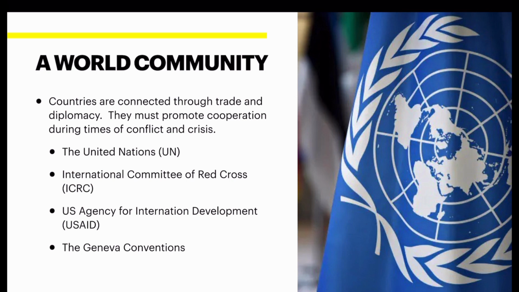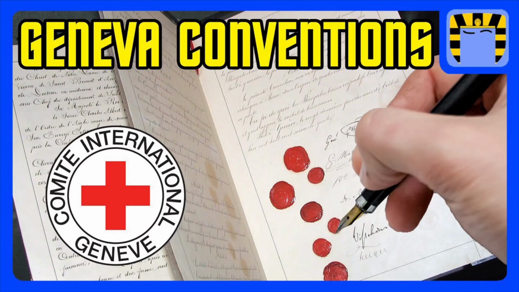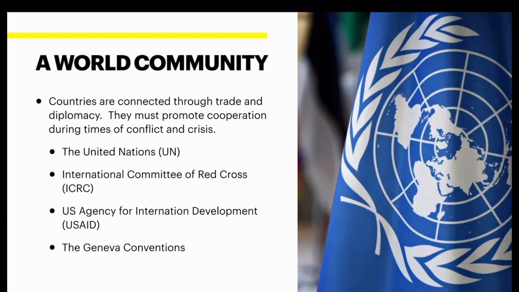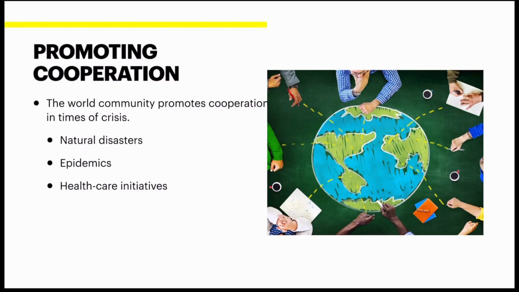These organizations are able to help in conflict zones because of a set of rules called the Geneva Conventions. These are a series of international agreements that tell countries at war how to treat people and how to protect them. For example, people cannot be held hostage, enslaved, or tortured. The Geneva Conventions protect the rights of civilians, medics, and aid workers who are not taking part in the fighting. During times of crisis, the world community promotes cooperation.